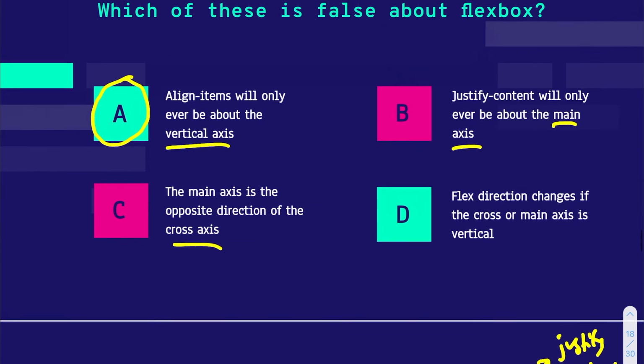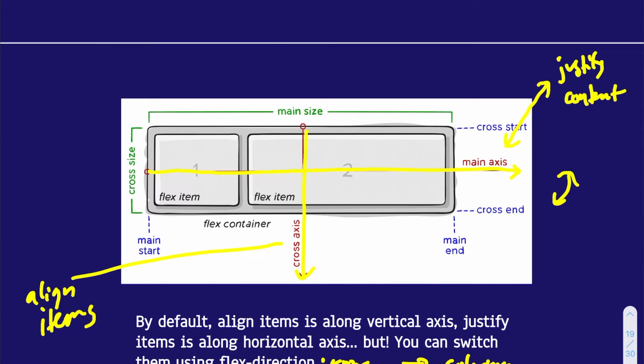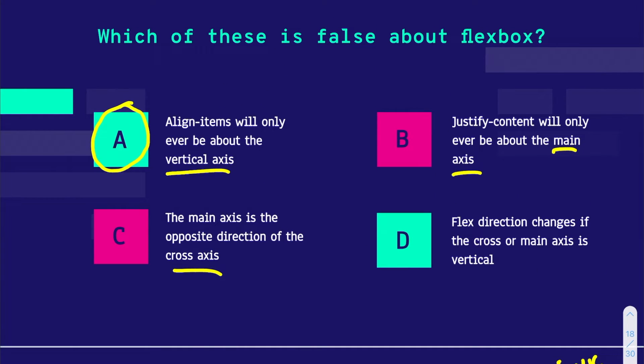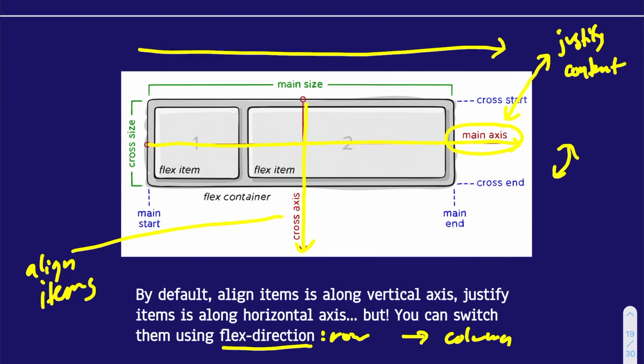So it's incorrect to say that it will only ever be about the vertical axis because we can swap the two. If we had flex direction column, now align items is moving elements along the horizontal axis instead of the vertical. So that is incorrect. Justify content will only ever be about the main axis. That is correct. Remember, main axis, think justify content.